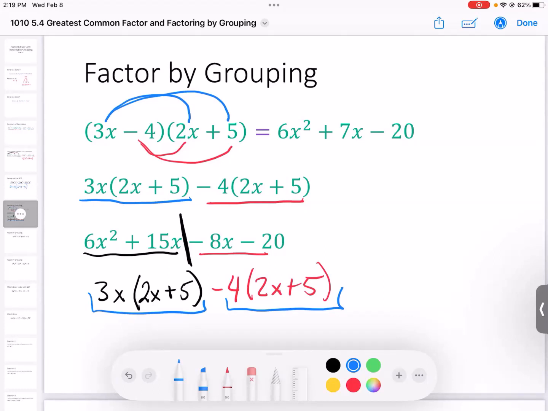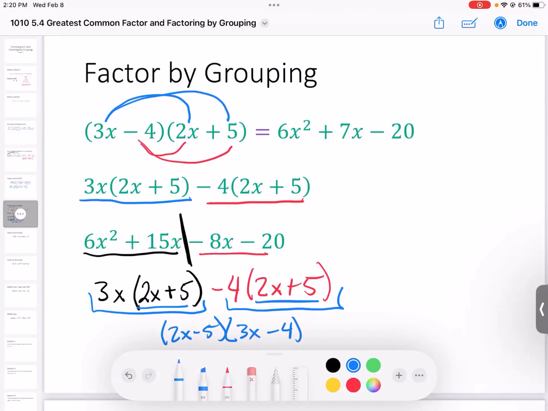And so you look at those 2 terms and you say, do those have anything in common? Well, yes, they have a 2x plus 5 in parentheses. And so that is now our common factor, so we factor that out. If I divide this first term by 2x plus 5, I'm left with 3x. If I take the second term and divide the entire thing by 2x plus 5, I'm left with -4. And so I have 3x minus 4 as my factored form. You can see that's basically what we got here, I just wrote the factors in a different order. Any questions on that?